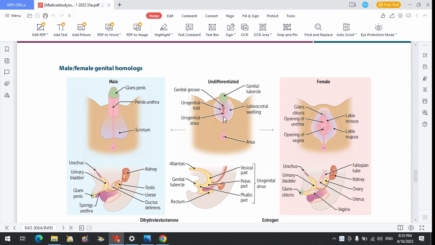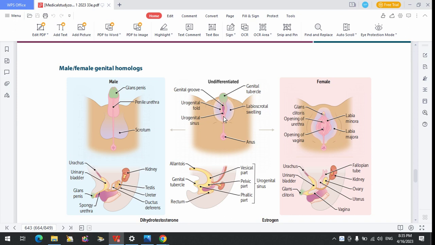You know that I said the internal duct actually stops at the level of the ejaculatory duct. The ejaculatory duct empties into the prostatic urethra. If you check the anatomy, the ejaculatory duct empties into the prostatic urethra. That's why they say that the point where the ejaculatory duct empties into the prostatic urethra is where the reproductive tract joins with the urinary tract.